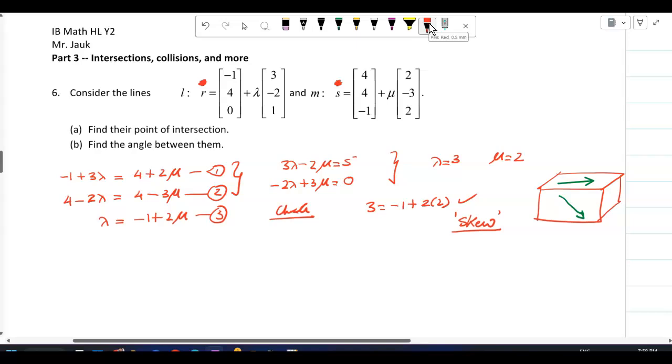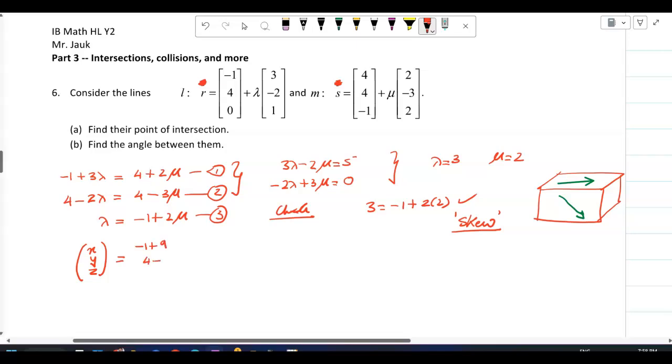Okay. So what is the point of intersection now? You put lambda in the first equation, or you put mu in the second equation. So you will get your x. Your R is your point of intersection basically. R and S is your point of intersection, because you equated them. You're asking, for which points are they equal?